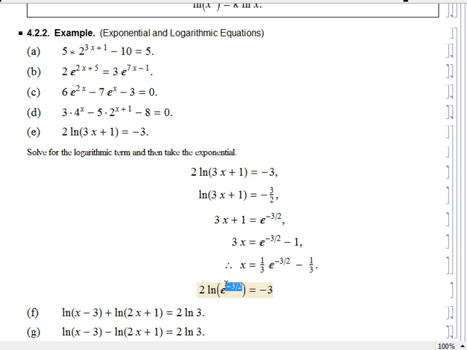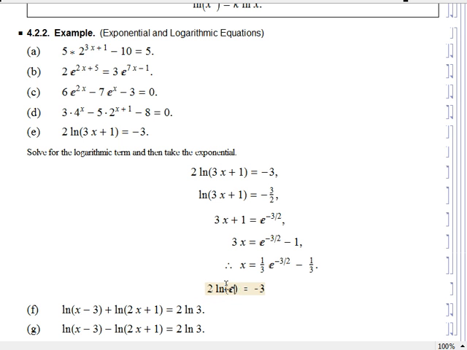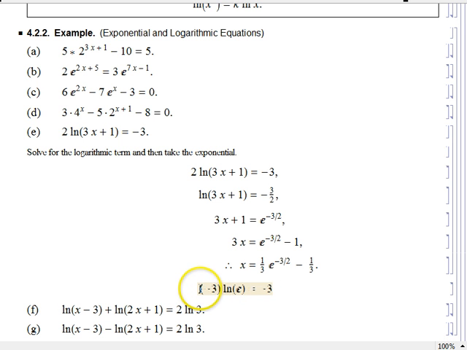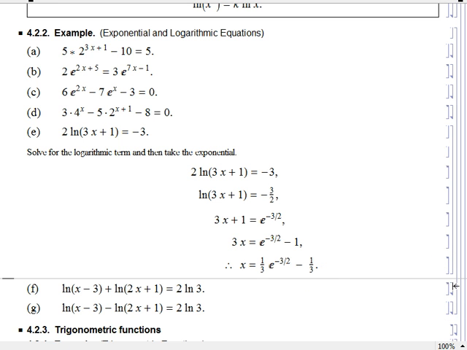Using the log rule, I can take that one out. So, okay, so we get that. And the 2 and 2 cancel out. And is that right? Yes, it is. Log of e is 1. -3 times 1 is -3. Okay, that's right. So you always have to check for extraneous solutions, because sometimes you just have no solution.